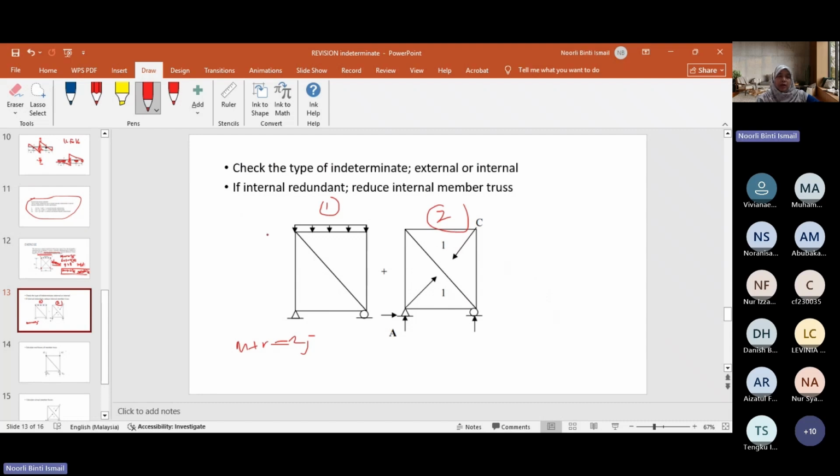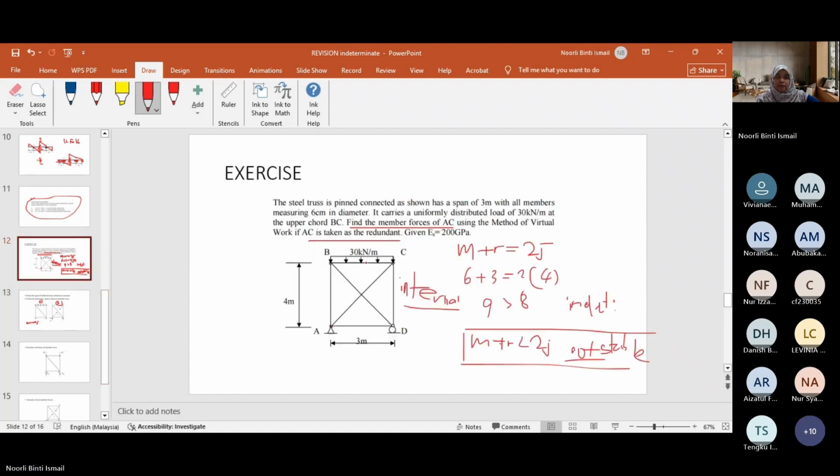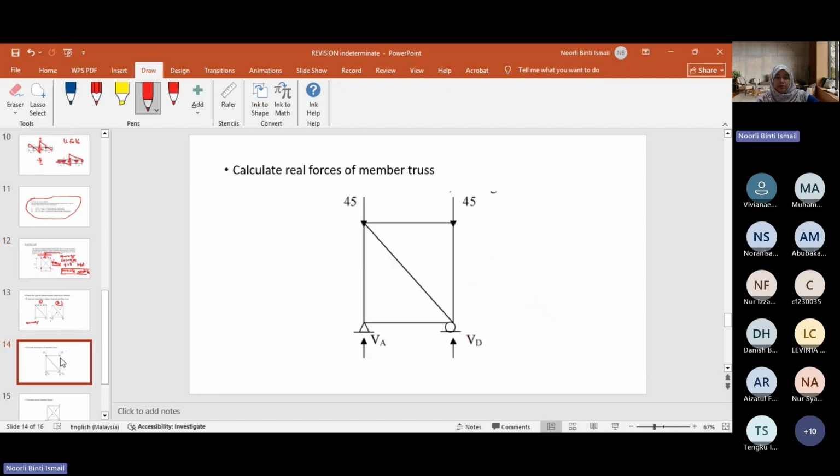Okay, so now we have UDL. UDL here is 30. So how do we make it a point load? 30 times 3, we have 90. Now basically they will put the point load at the center, 90. But this is complicated if you want to calculate the member forces. So the 90 you can separate, divide to 2 joints, which is 45, 45. Okay, the total is 90. How do we get 45?